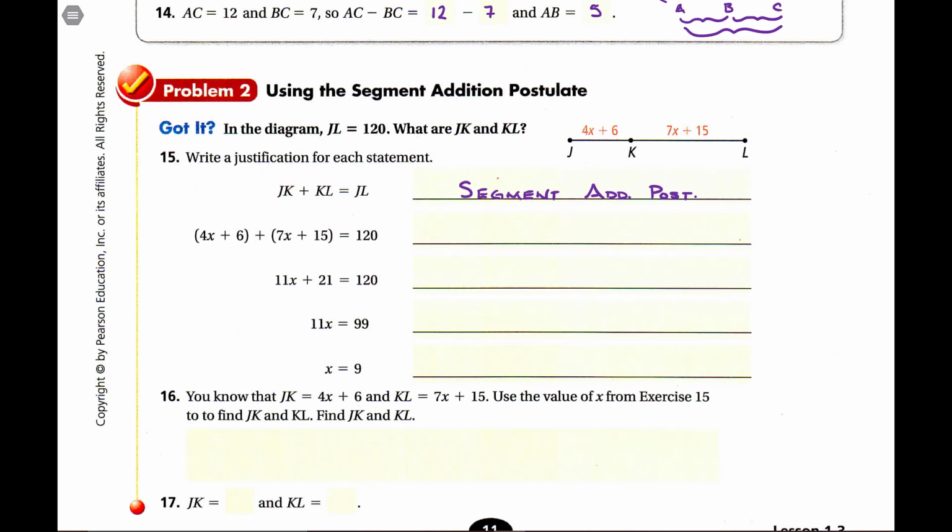And then in the next line, all we've done is substitute what we're given. JK is 4x plus 6, so we replaced JK with 4x plus 6. KL is 7x plus 15, so we replaced KL with 7x plus 15. And then at the very outset of the problem, we were given that JL is 120. So we substituted that in. And that's exactly the step that we've taken here, is just substitution.